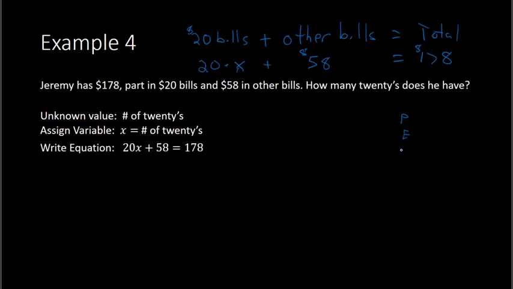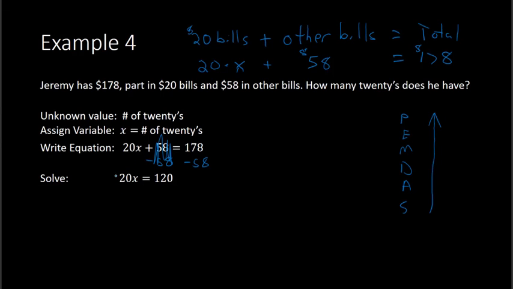And then from here, we need to solve this equation. So to solve, as we stated, we go in reverse order of operations. So we start with addition and subtraction first. So we see the plus 58. We do the opposite of adding 58, which is going to be subtracting 58. So we subtract 58 from both sides. 58 minus 58 would cancel. So I have 20x on the left, 178 minus 58, or 120 on the right.